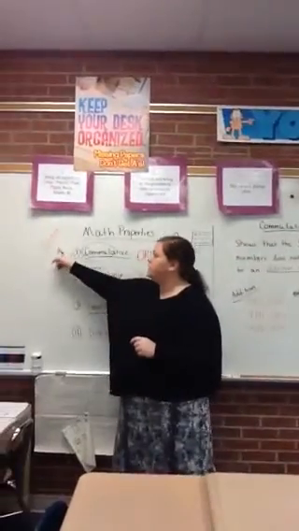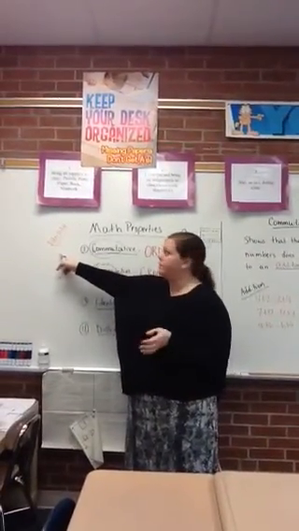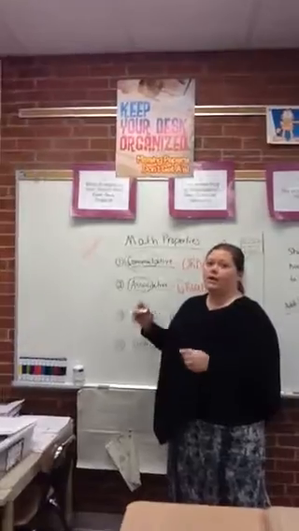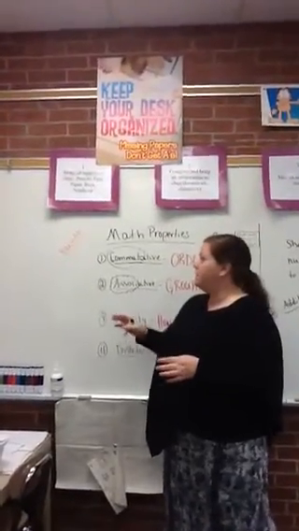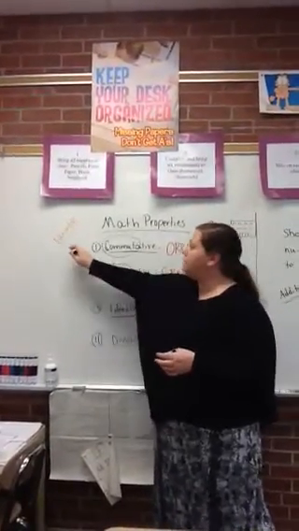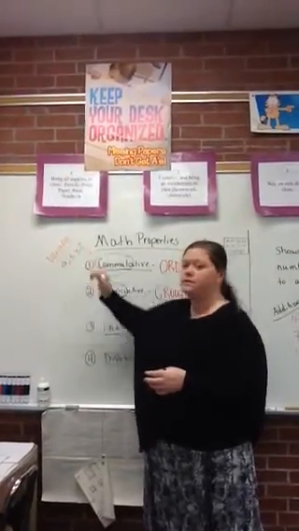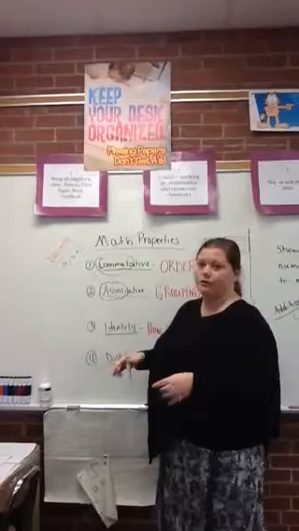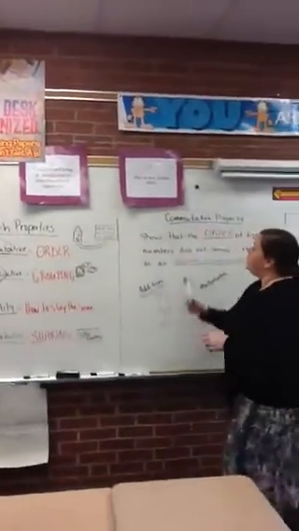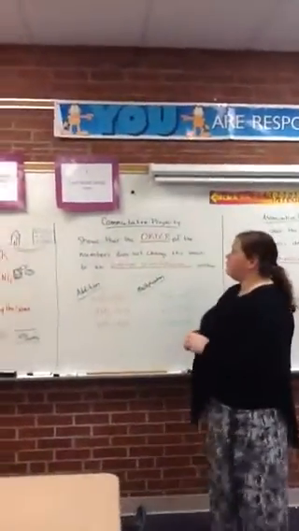Another word that you need to know from a unit previous to this one is the word variable. And variable just means it can change. They're usually letters like A, B, X, S, because it's not assigned a value. So, the first property is the commutative property.